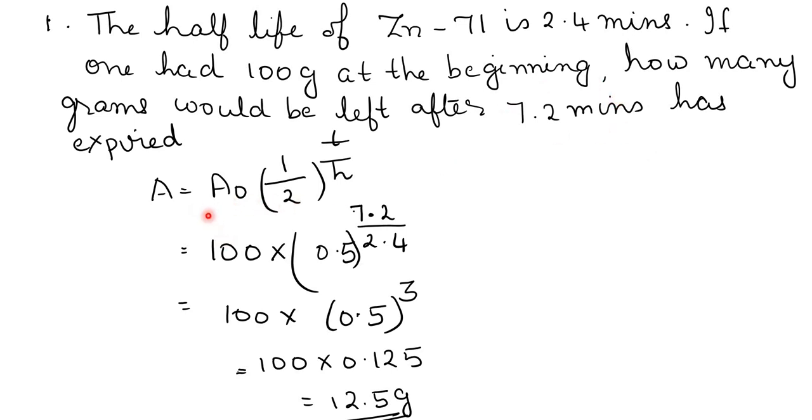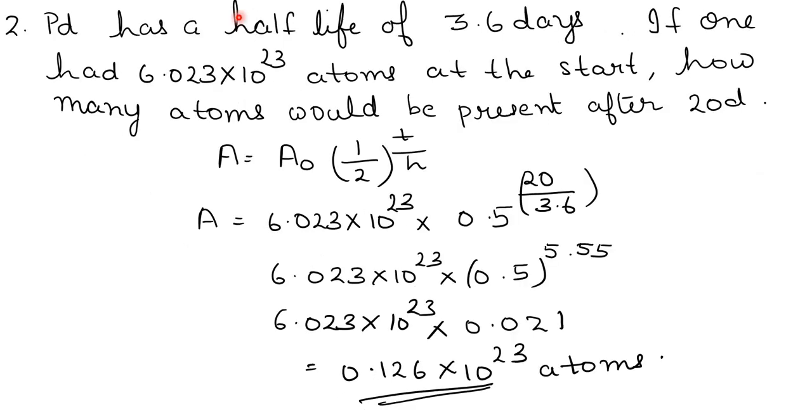So A, initially how much is there? 100 is there. So they are now asking us what is going to remain. So initially 100 is there. So 1 by 2 we can put as 0.5. So what is the time they have given for us? 7.2. And what is the half-life mentioned in the question? It is 2.4. So 100 into 0.5 power 3, 100 into 0.125, which is 12.5 grams. This is very, very simple to work out. Same way we'll see another problem.